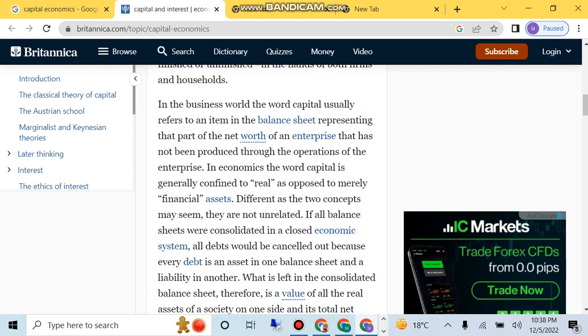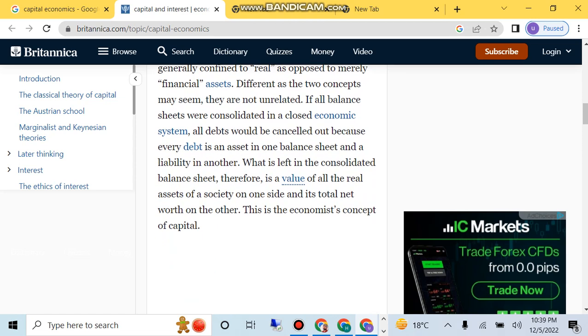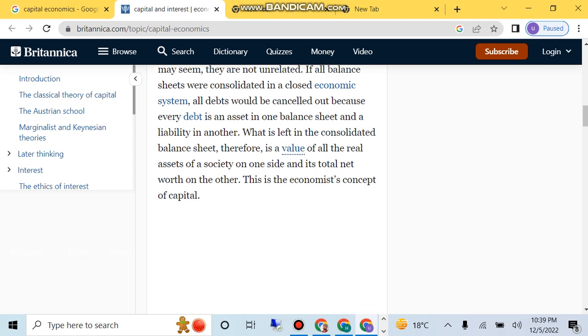In economics, the word capital is generally confined to real as opposed to merely financial assets, different as the two concepts may seem. They are not unrelated. If all the balance sheets were consolidated in a closed economic system, all debts would be cancelled out, because every debt is an asset in one balance sheet and a liability in another. What is left in the consolidated balance sheet, therefore, is a value of all the real assets of a society on one side and its total net worth on the other. This is the economist's concept of capital.